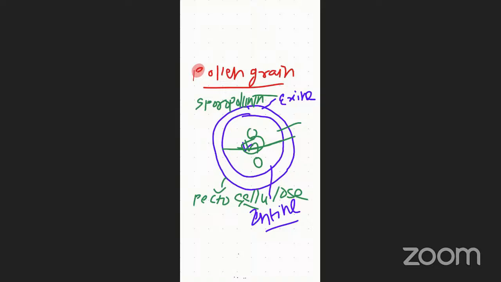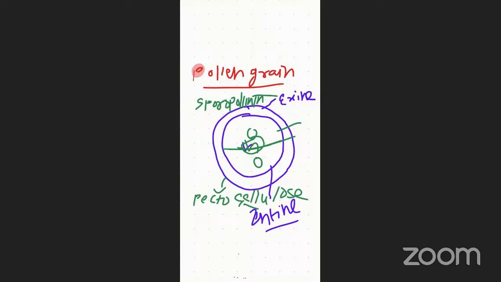Is it clear? Yes, sir. Right. So this is about the pollen grain structure, and the structure is also given on page number 5.52, figure number 7.1. Right? Is it okay? So this is also a short answer: structure of pollen grain.